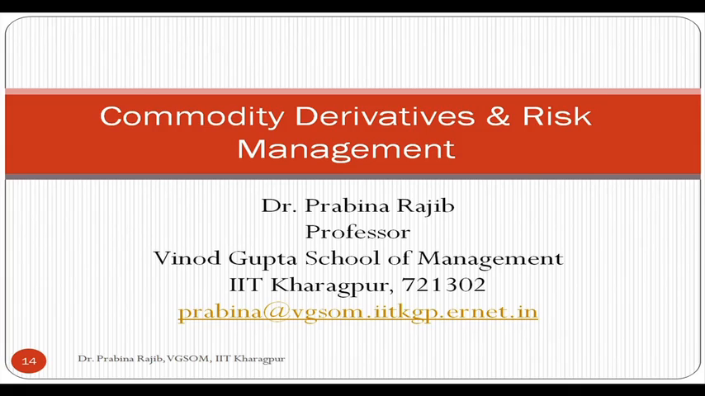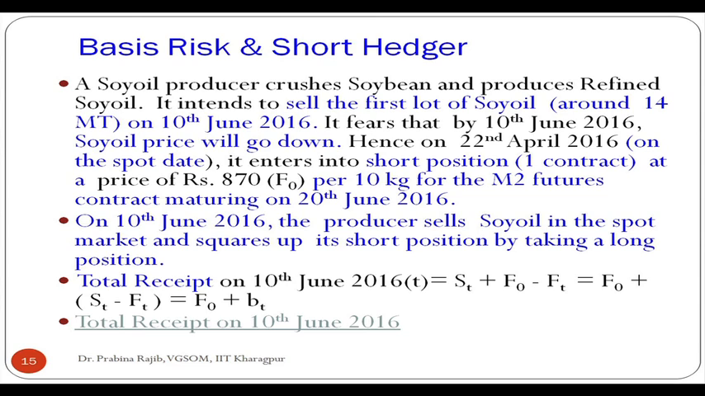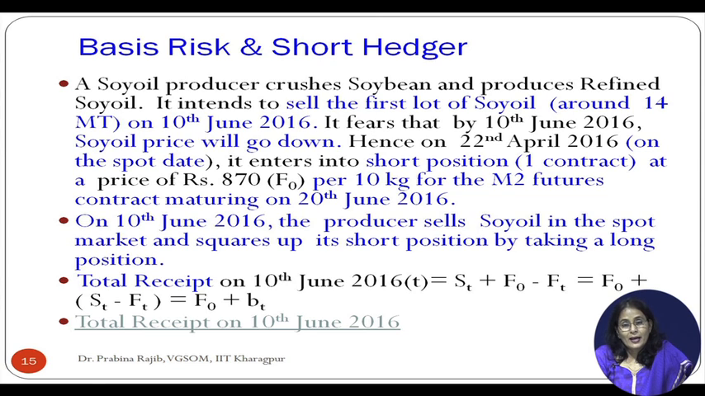Now with this, let's take the example we were discussing in the previous class, where a soybean oil producer is fearing a price decline, and it has entered into a short futures contract to mitigate its price risk. The soy oil producer has entered into a short futures contract on the spot date, that is 22nd April 2016, in a futures contract which is going to expire on 20th June 2016.